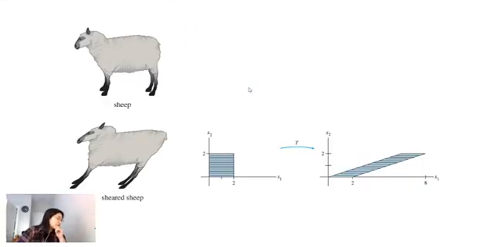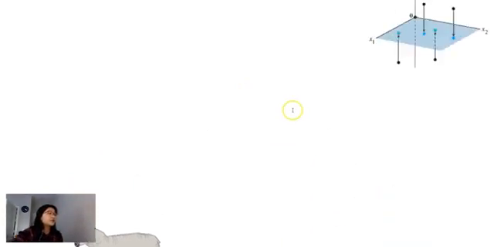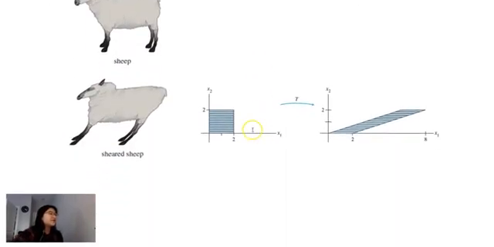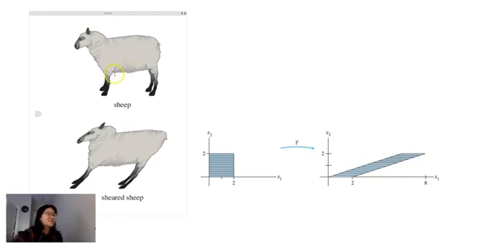So another kind of transformation: because we had a projection up here, this is a projection. Well, what we have down here is a shear. So here's a sheep, and then here's a sheared sheep. It's funny because shearing is what happens to sheep when you cut off all their wool. That's not actually what a sheared sheep looks like, but it's the vocabulary word shear.